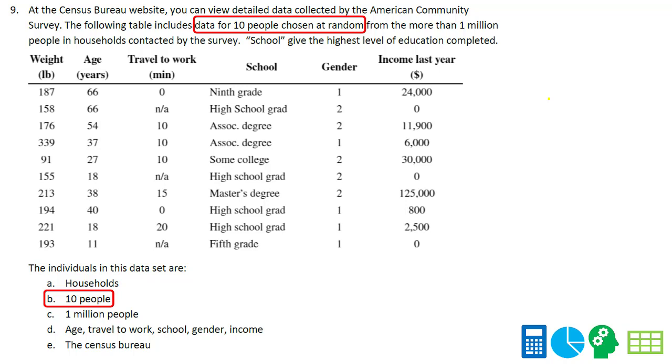You can see each individual has a weight. Someone's pretty lightweight here at 91 pounds. And then we've got some heavier people. Ooh, that one's heavier, right? And then you have their age and travel to work, how far they go. So there you go.